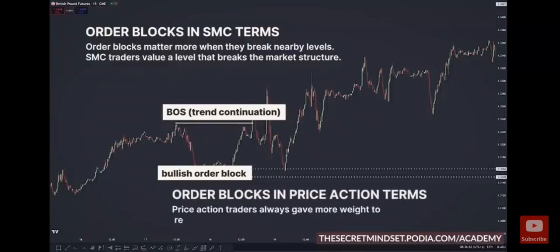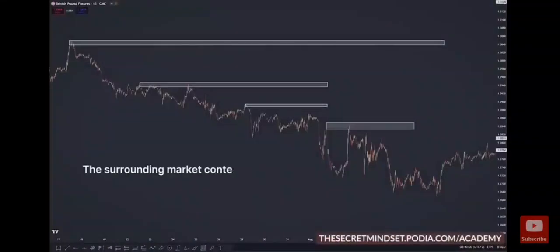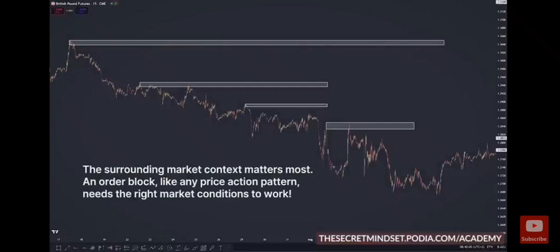I hope you understand that price tells the same story, whether you use smart money terms or price action language. Order blocks simply show where big players enter trades. Price action shows strong momentum shifts. Both describe the same market behavior, just with different words.